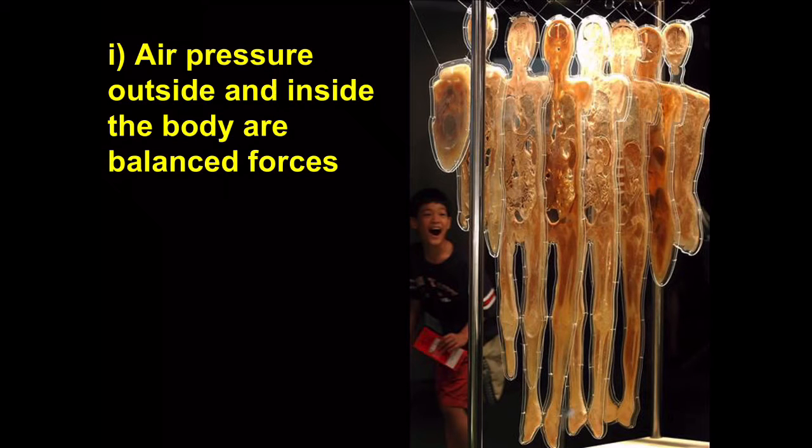Now, the air pressure outside and inside the body are balanced forces. Now you remember balanced forces. Those are where the forces are equal on both sides. So the book on top of the table, or maybe your Chromebook sitting on top of the table. Gravity's pulling it down, the table's pushing up, it ain't moving, balanced. Well, these slices of the body here to show the inside and outside are balanced forces.